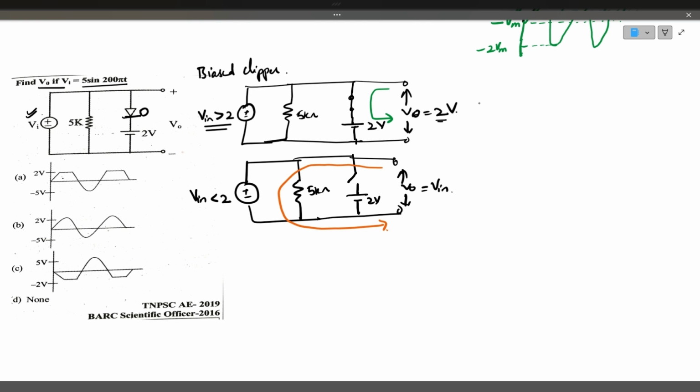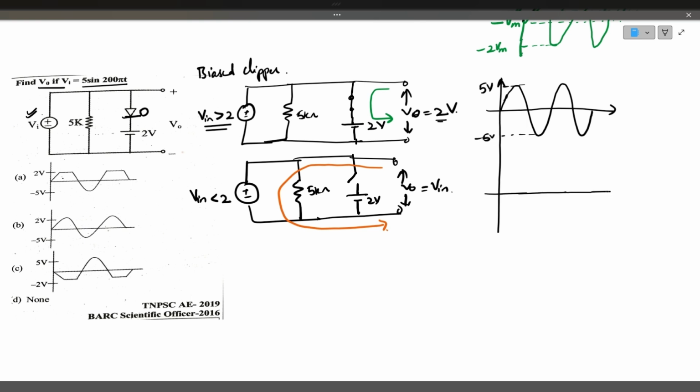So let's draw the diagram. This is the input voltage, a sinusoidal waveform whose peak value is plus 5 volts and minus 5 volts. So here, if the input voltage is greater than 2 volts, the output is 2 volts. So we have to take it like this. 2 volts will come somewhere here. So this particular portion is 2 volts.